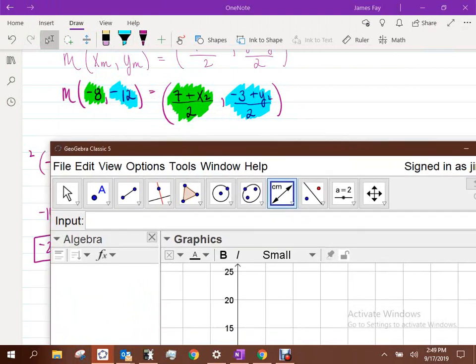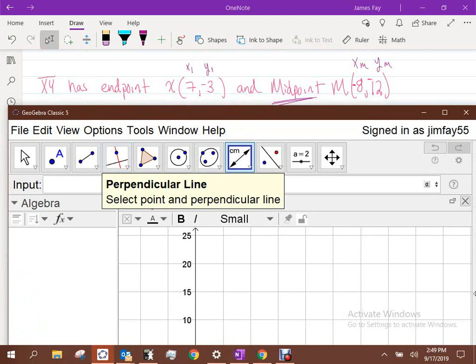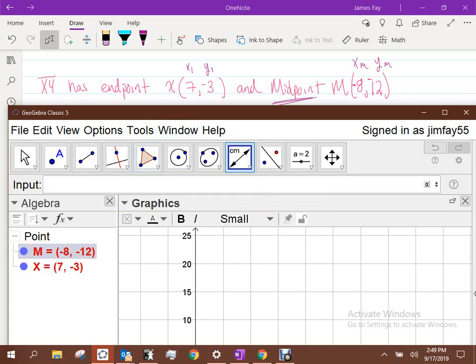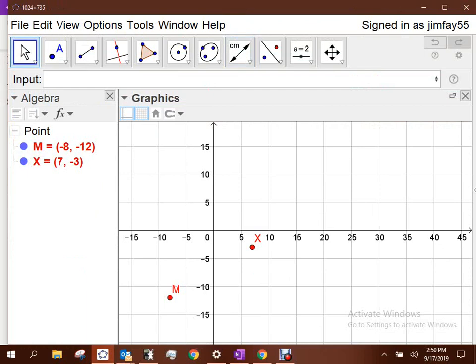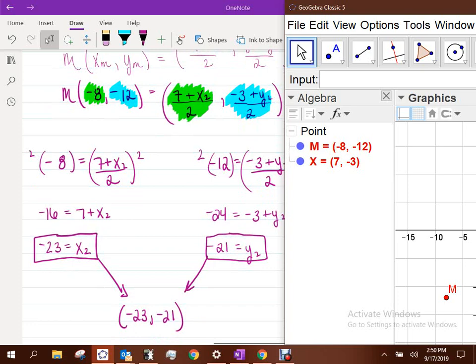I'm going to grab GeoGebra. And what's really nice about this, guys, is I can tell it to plot points real easily. Okay? I'm just going to say I want point X to equal, and then I just type in an ordered pair. So 7, comma, negative 3. Okay? I want point M to equal negative 8, negative 12. And as you kind of move out, you see that it does indeed plot those points, right? And then our solution was negative 23, comma, negative 21. So let's put that one as Y, negative 23, comma, negative 21.